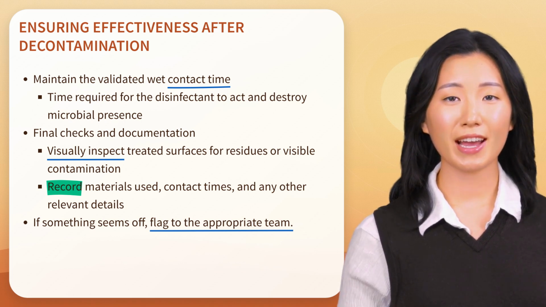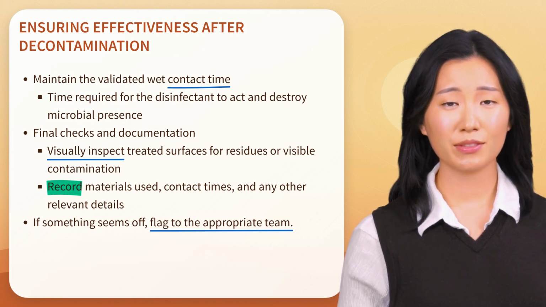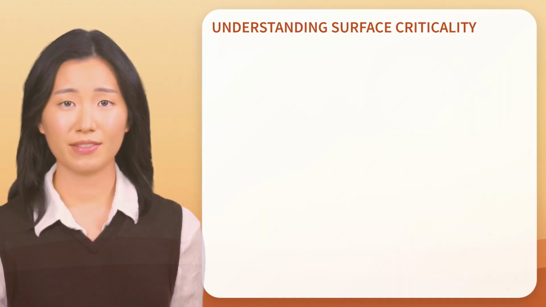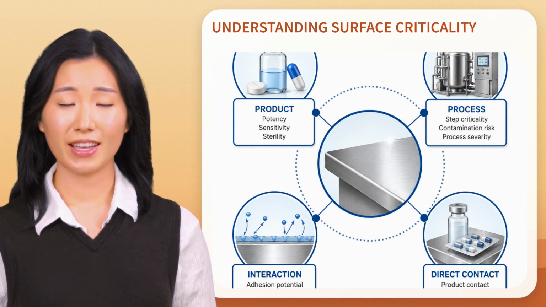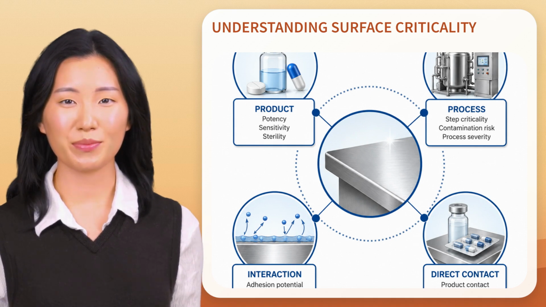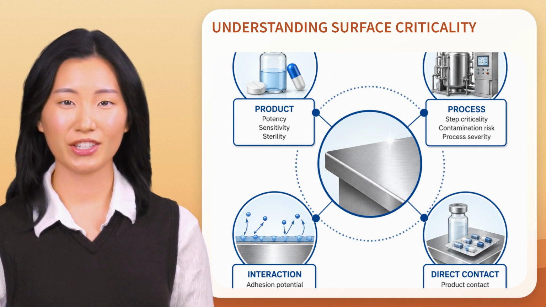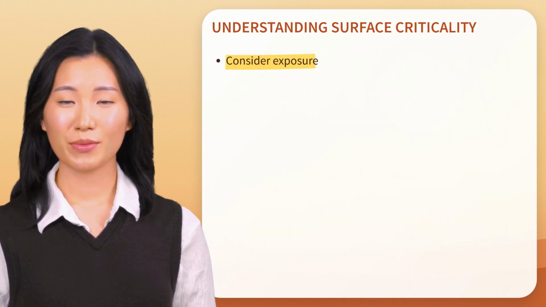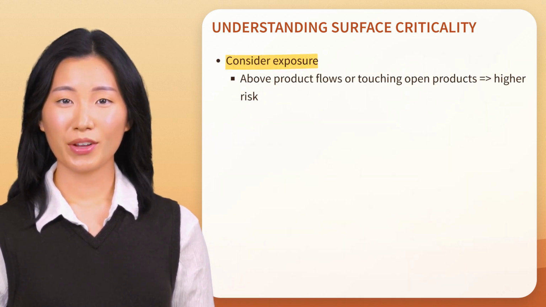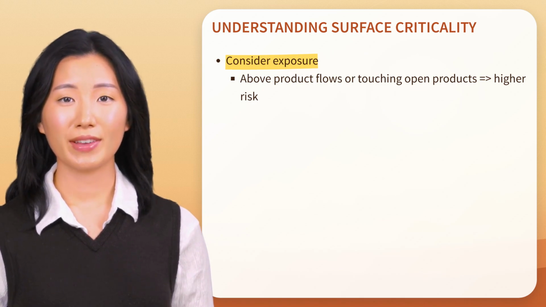Now, let's examine how surface criticality influences decontamination priorities. Surface criticality depends on several factors. It's tied to the product, the process, and how surfaces interact with them. Surfaces in direct contact with the product or its packaging are especially critical. You also need to consider exposure. Surfaces above product flows or touching open products pose a higher risk.